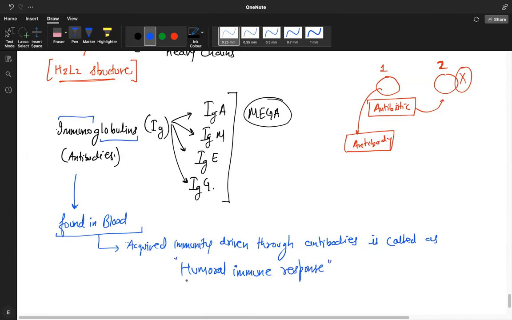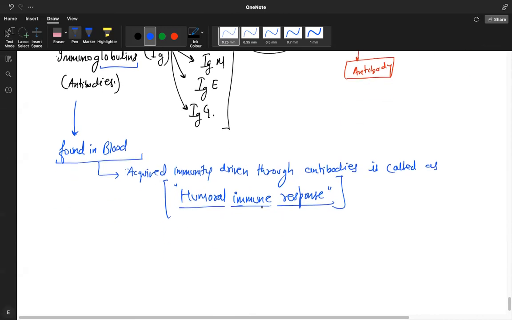Humoral immune response means the immune response which is coming from the heme, from the blood. So it is also known as blood-based immune response or antibody-mediated immune response. So there are many names: humoral immune response, antibody-mediated immune response, or blood-mediated immune response. Okay, because it's happening through the antibody. That is one in acquired immunity. That is the first type. So which means there has to be a second type, right?